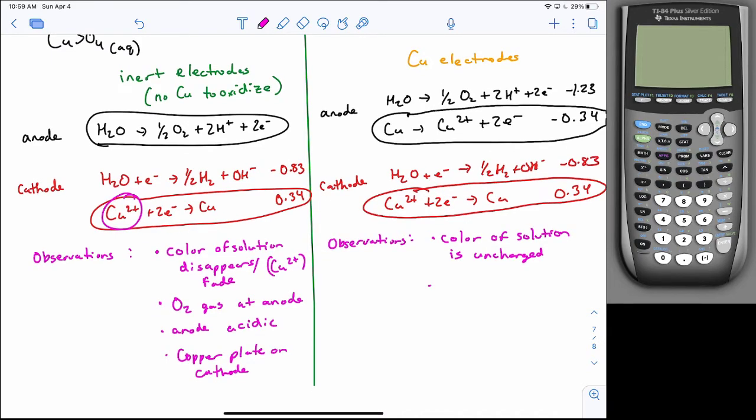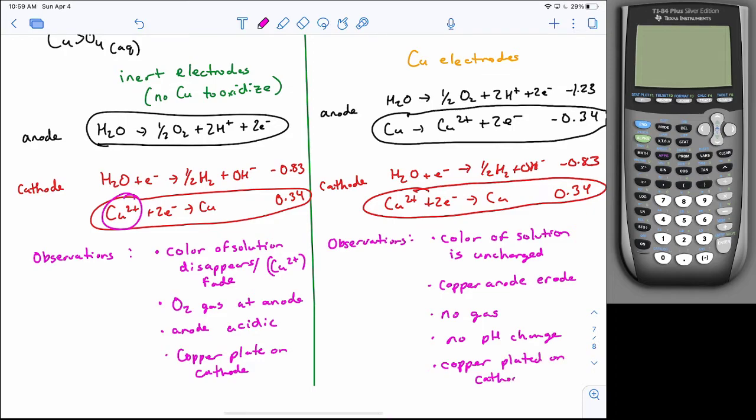Okay. The copper anode will erode because it is oxidizing into copper 2+. No gas, no pH change, but you'll still have copper plated on the cathode. I didn't realize I didn't write the D there. So there are distinct differences between this.